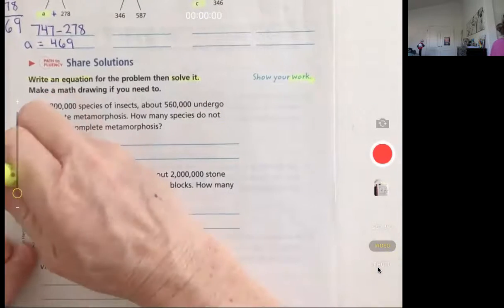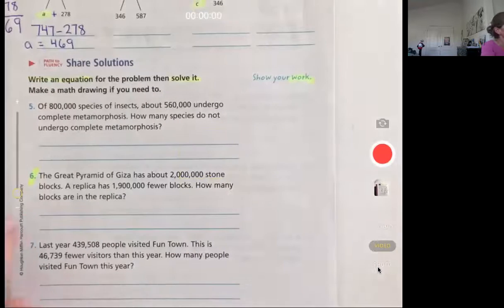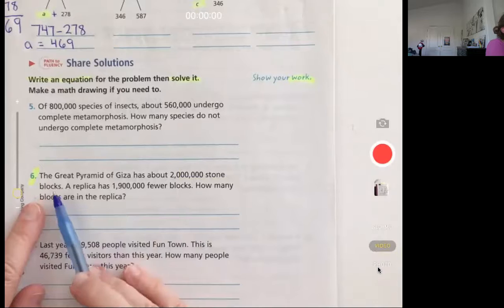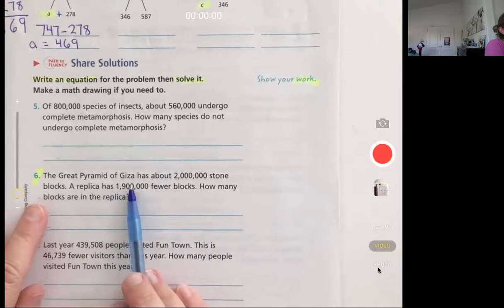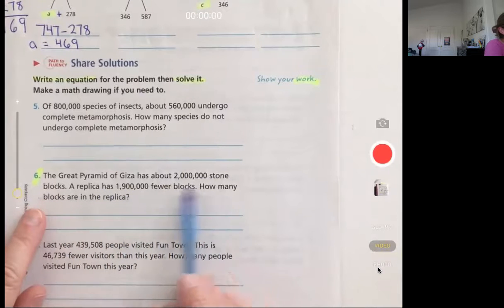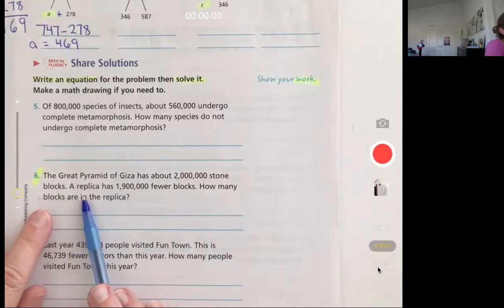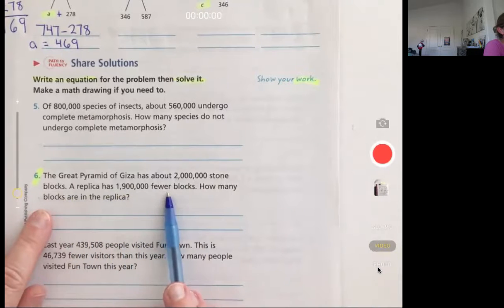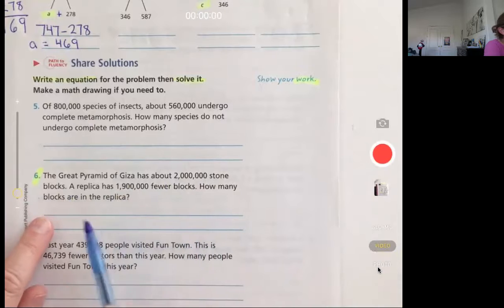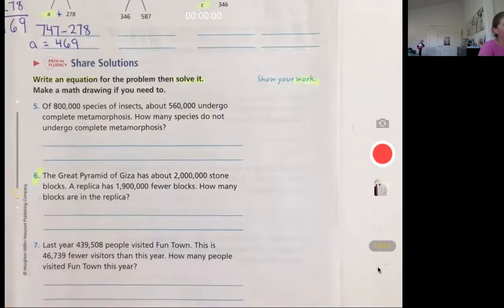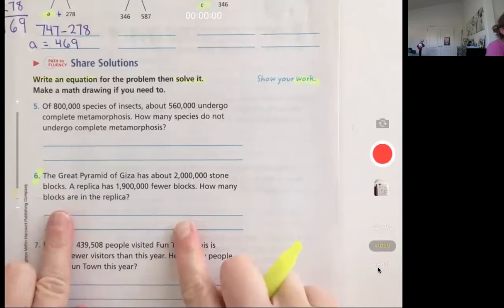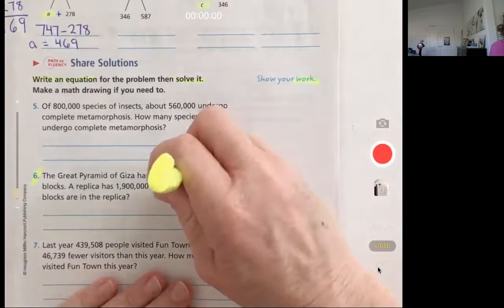Let's do number 6 together. You can follow along and solve this. Be doing this so you're ahead. The Great Pyramid of Giza has about 2 million stone blocks. A replica has 1,900,000 fewer blocks. How many blocks are in the replica? I'm going to go back and highlight some important information. The Great Pyramid, I'm seeing a total.